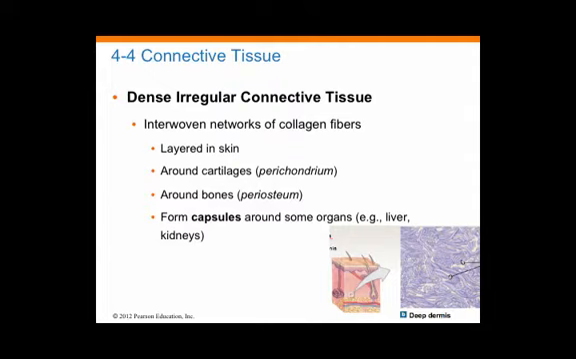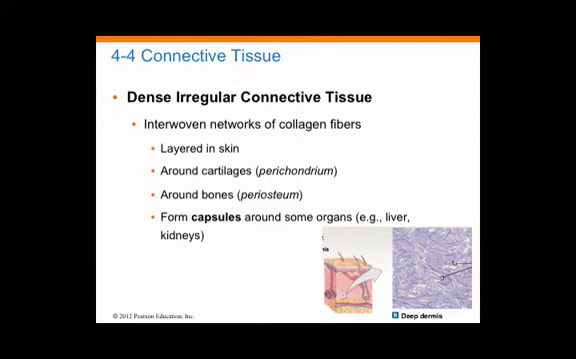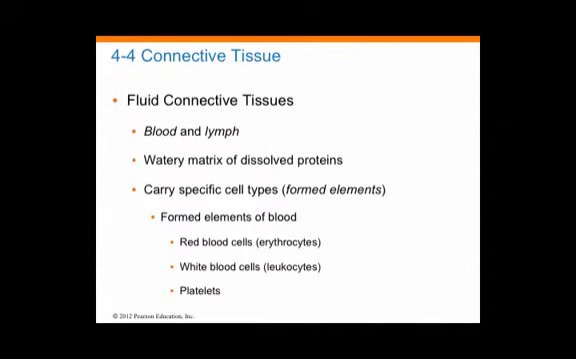Examples of dense irregular tissues are the perichondrium, which is connective tissue around cartilages, and periosteum, which is connective tissue around bones. Dense irregular tissues are also found layered in the dermis of the skin. Elastic tissue is made of elastic fibers and is found in the elastic ligaments of the spine. Fluid connective tissues include blood and lymph.